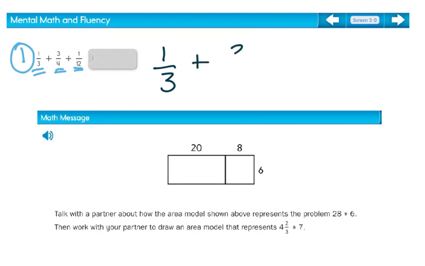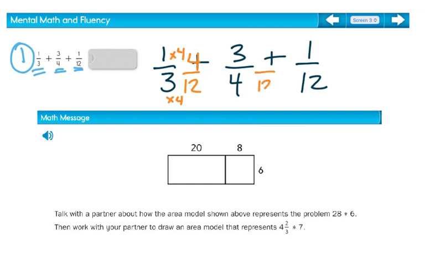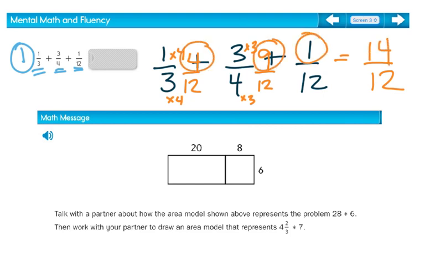I'm going to change each one of these to 12ths. Obviously 1/12 is already 12ths. So I'm going to multiply the denominator times 4 and the numerator times 4. 4/12 is the same as 1/3. Change 3/4 to 12. I multiply by 3 in the bottom, so I multiply by 3 in the top. 9/12 is the same as 3/4. 1/12 already has the same denominator, so I take 9 plus 1 is 10 plus 4 is 14. 14/12 is the same as 1 and 2/12.